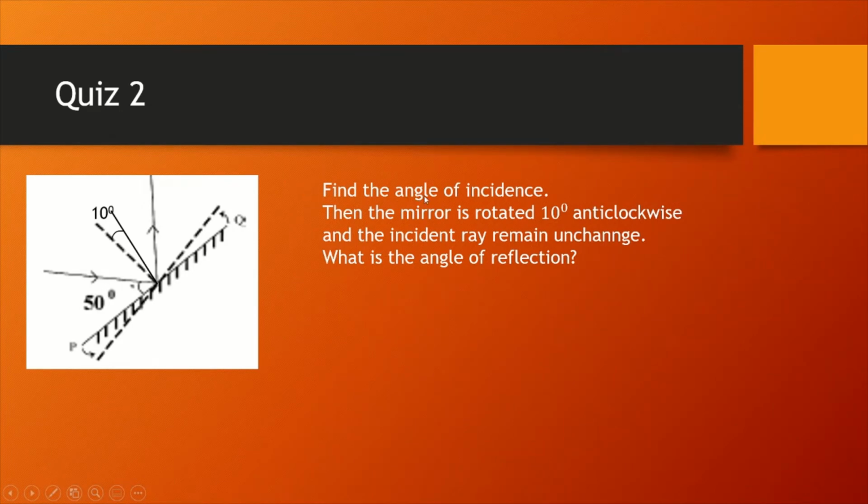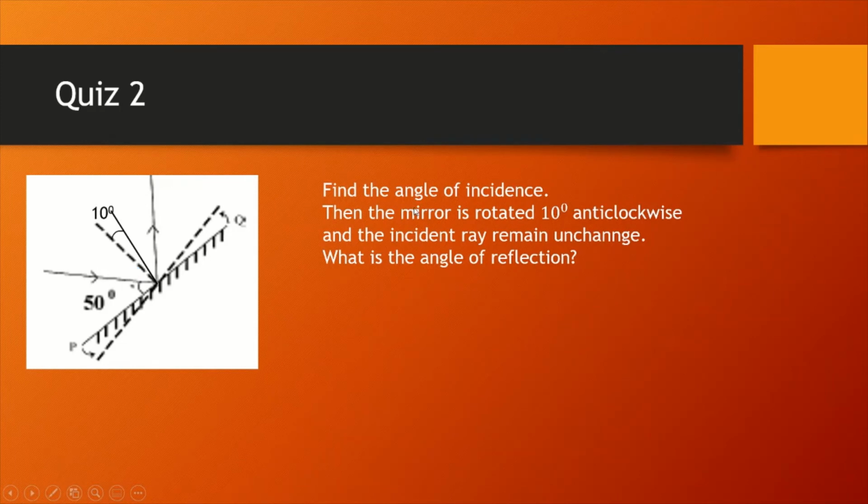What about this question number 2? So I have this mirror. This is the incident ray. So the incident ray forms 50 degrees with the mirror. So how much is the incident angle? Of course, incident angle is not 50 degrees, but incident angle is the angle between the incident ray and the normal. This is the normal of the mirror. So it will be 90 degrees minus 50. So it's 40 degrees.